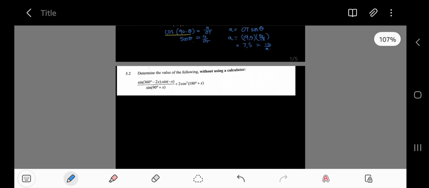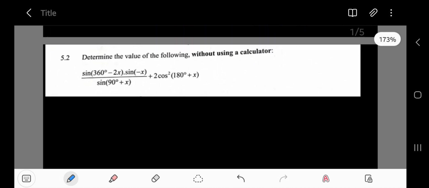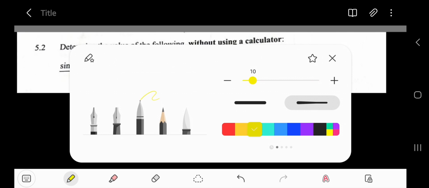So now let's bring this question forth. Now what we're looking at is 5.2. It says determine the value of the following without using a calculator. But of course, we can use a calculator later on, just to confirm our answer. The main thing they check here is how you apply your reduction formulae, and if you know when to change cos into sine and sine into cos, whenever we have 90 and 270. But it's okay. Let's move on.